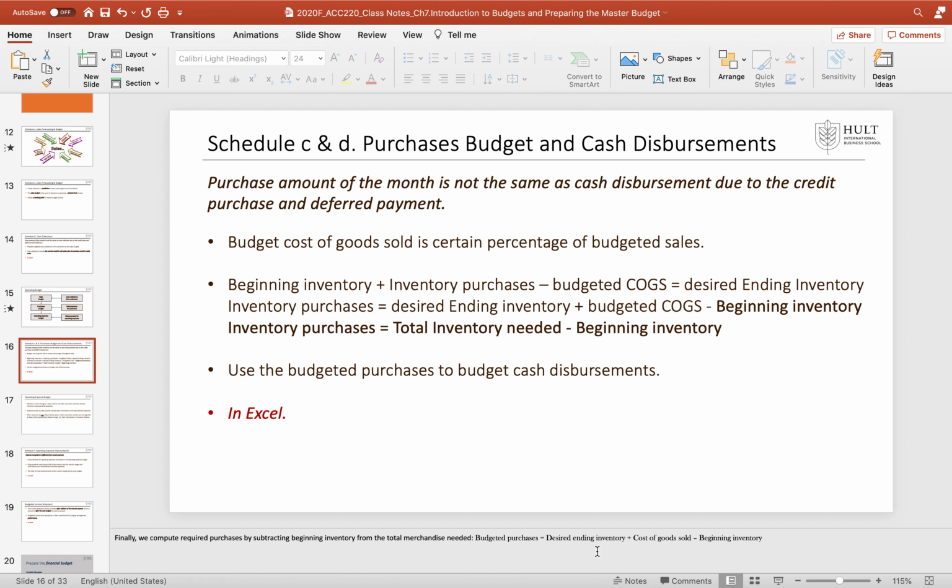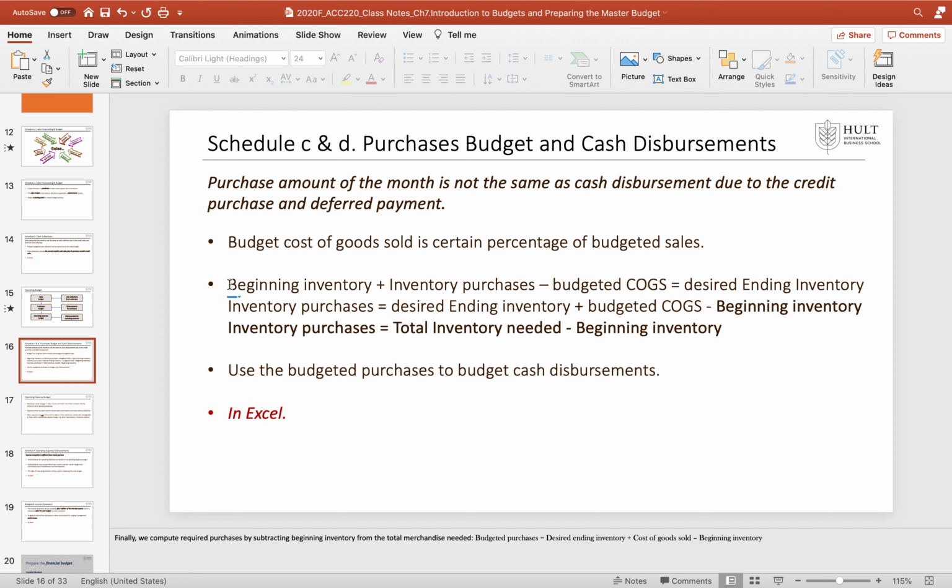Then let's practice the purchase budget and cash disbursement. In the same way as the sales and collection budget, the purchase amount of the month is not the same as cash disbursement due to the credit purchase and deferred payment. And we need to remember the calculations: the beginning inventory plus inventory purchase minus budgeted cost of goods sold, and then ending inventory.